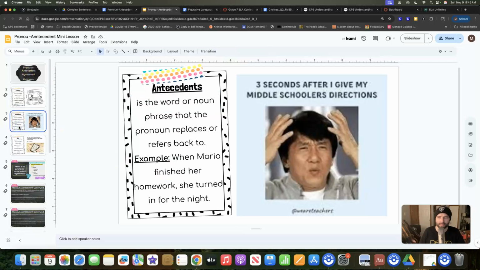Now, when it comes to antecedents, this is a new word for some of you. Ante comes before. Right? If you've ever played poker before, ante is what you put into the table before you're allowed to see any of the cards. So an antecedent is the word or noun phrase that the pronoun is replacing or refers back to. So example here, when Maria finished her homework, she turned in for the night. So she is our pronoun, right? And we are recognizing that she is replacing Maria.